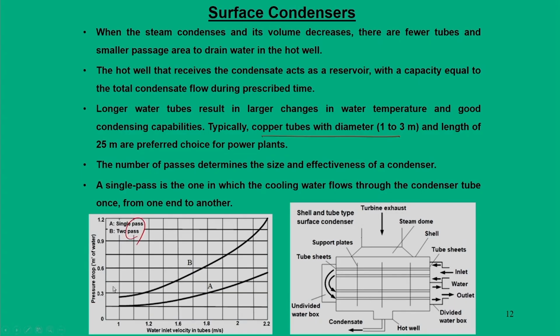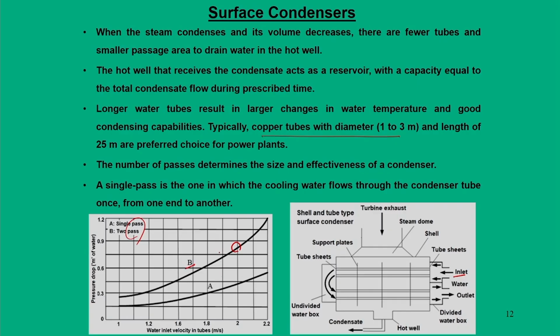As you can see, for a given water velocity, if you try to link how much pressure drop takes place, for a given flow rate or inlet velocity of water, let us say 2 meter per second, and if you go for a 2 pass type of system, that means you allow the water to circulate 2 times, then we have a larger pressure drop. So for 2 pass systems we have a larger pressure drop.